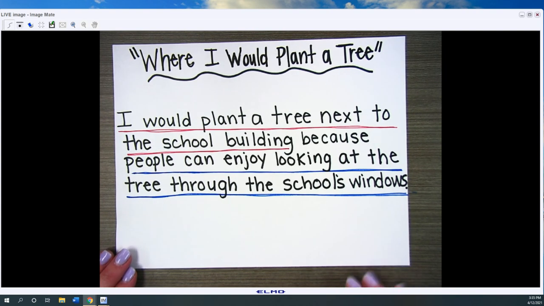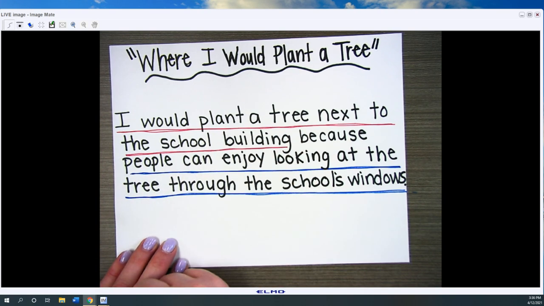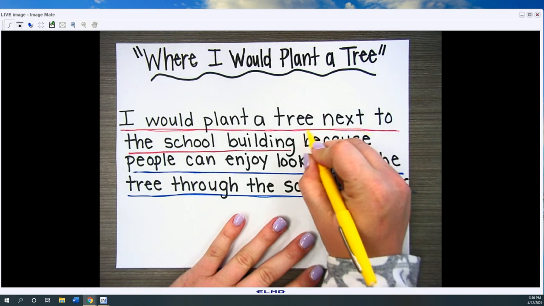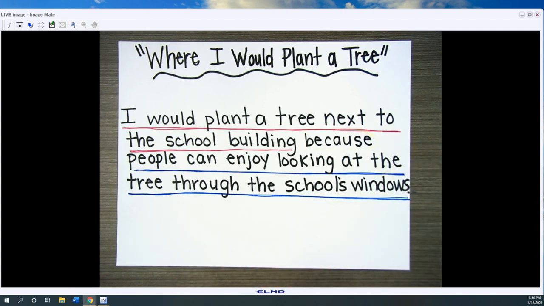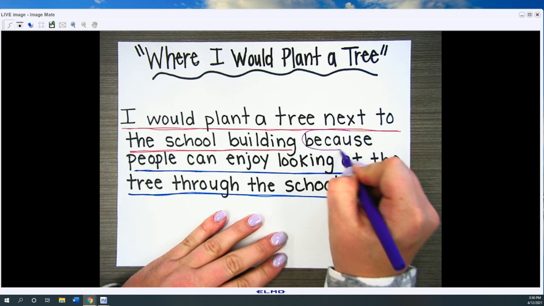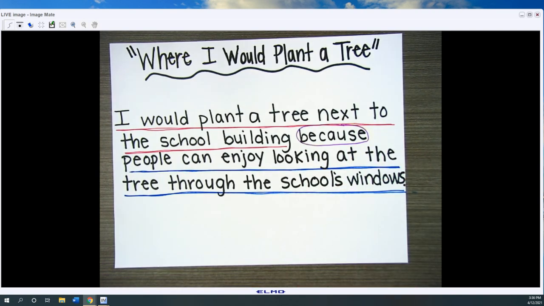Okay, so what word do you think connects the opinion statement, so what's in red, and the reasoning statement, what's in blue? What did I not underline? You're right, I did not underline the word because. Because is the word that connects the opinion statement and the reasoning statement. The word because is important to use in an opinion writing.